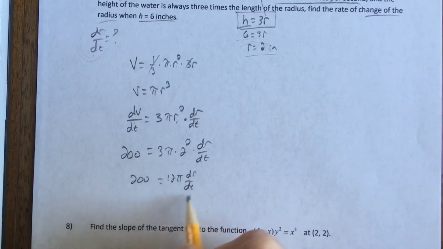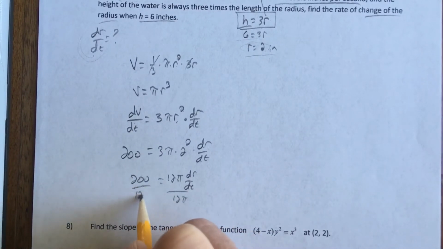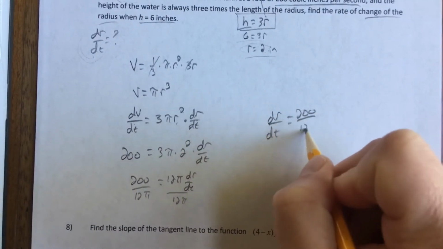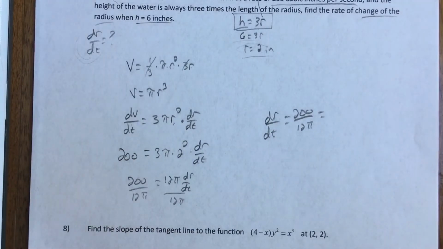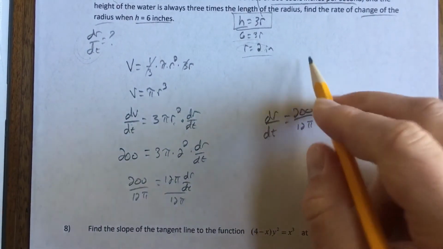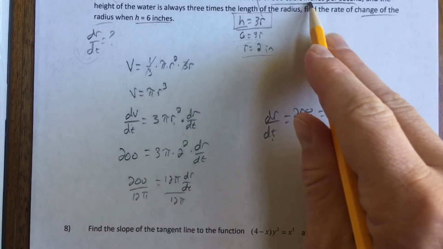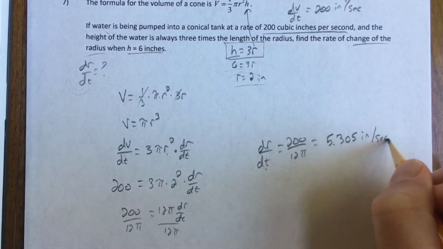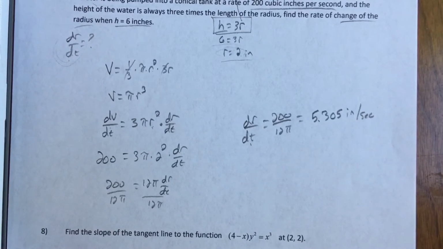All right, and then we can divide by 12 pi. So the change in radius with respect to time is 200 over 12 pi. And if you do that, make sure you put the 12 pi in parentheses. It would be easy to forget and just divide by 12 and think it meant the pi on the bottom, but it would actually multiply by pi. Should end up with 5.305. And change in radius, change in time, we're talking about cubic inches. So this will be inches per second. That's how fast the radius is changing in that moment.